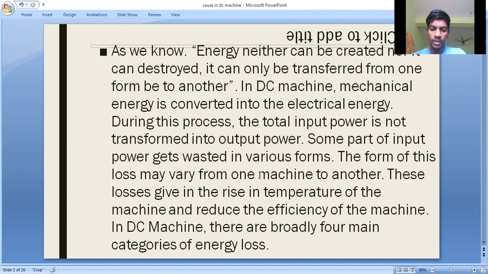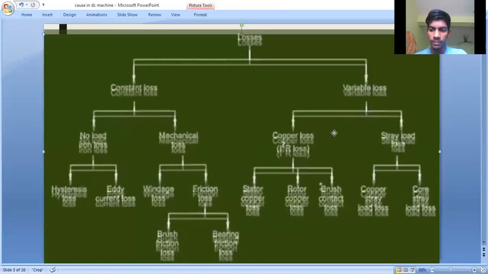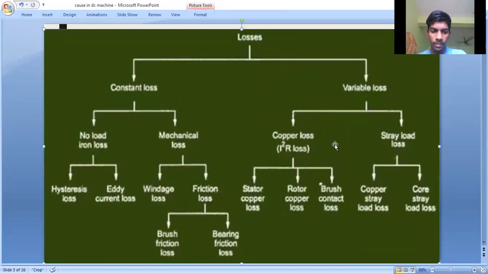In a DC machine, there are broadly four main causes of energy losses: copper losses, iron losses, mechanical losses, and stray losses.